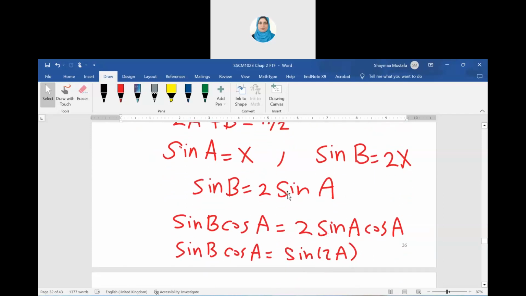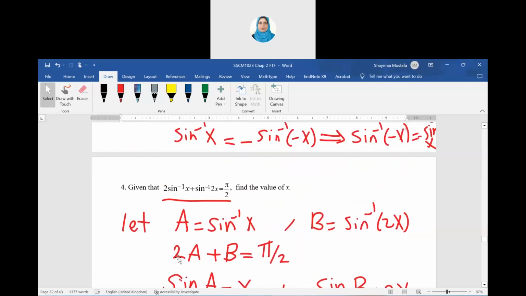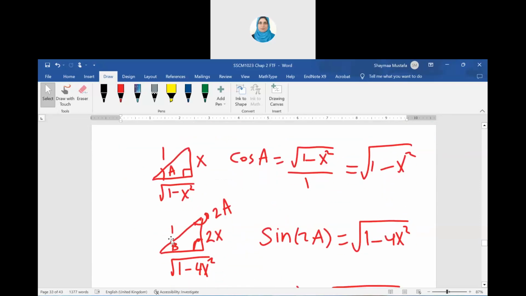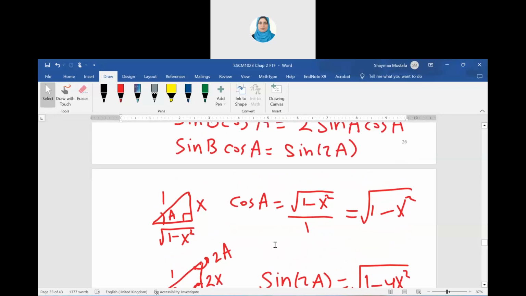Why do I need to go for 2a? What is the benefit? Because we have 2a here. We know that these two angles sum to pi over 2. So if I draw a triangle for the angle B, the next angle will be 2A. We can calculate sine 2A because we know that sine B is 2x. So cos B, or the adjacent here, will be the root of 1 minus 4x squared. So sine 2A will be the opposite for 2A over the hypotenuse, so it will be the root of 1 minus 4x squared.